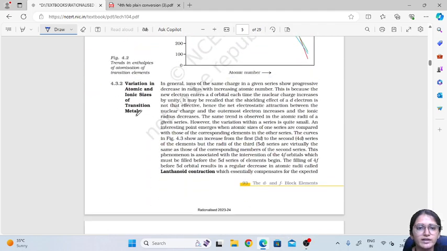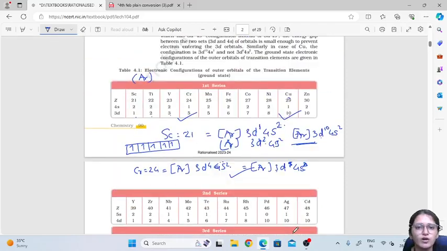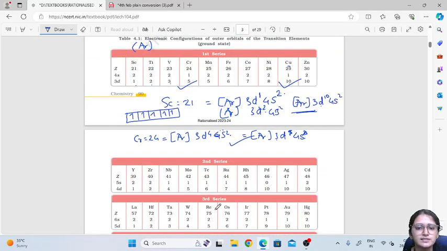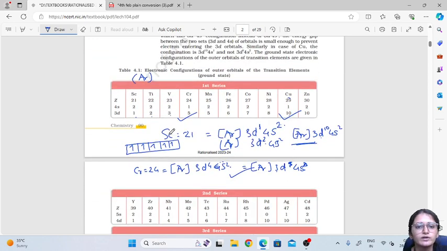Then next is variation in atomic and ionic sizes of transition elements. If you observe, these are all the series: first series, second series, third series, and fourth series. When we go down the group, the size of the atom actually increases, as more and more shells are being added.